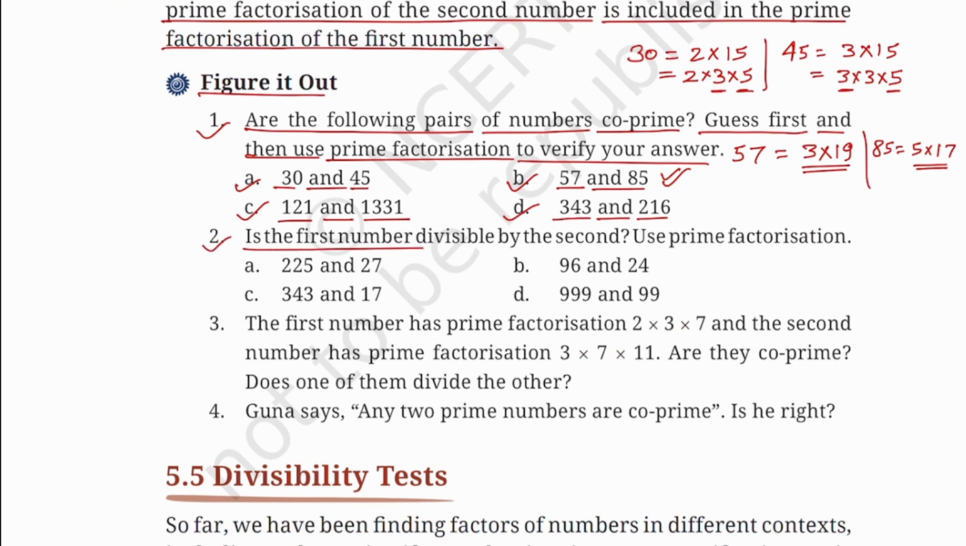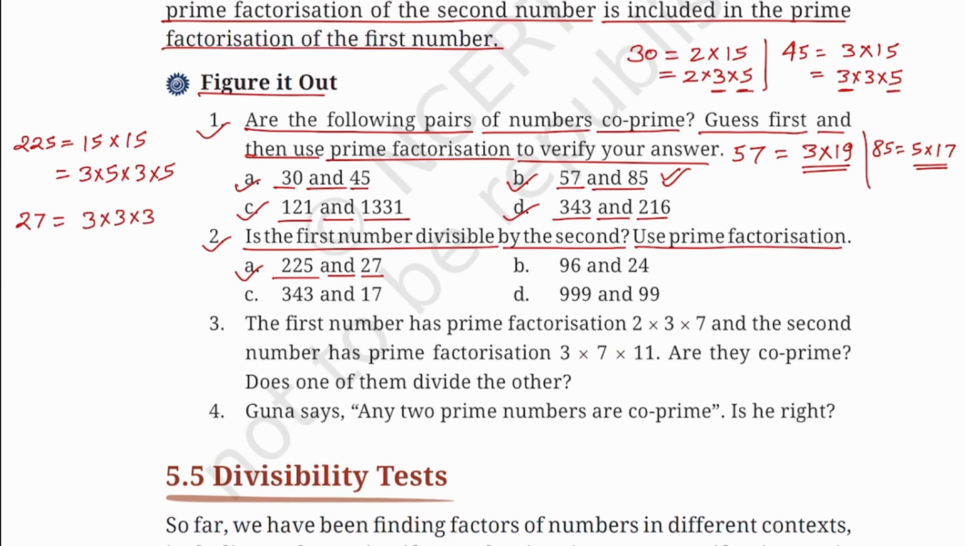2. Is the first number divisible by the second? Use prime factorization. A, 225 and 27. Prime factorization of 225 is 3 into 5 into 3 into 5. Similarly, for 27, you can write 3 into 3 into 3. Since this is not included here, the first number is not completely divisible by the second number.